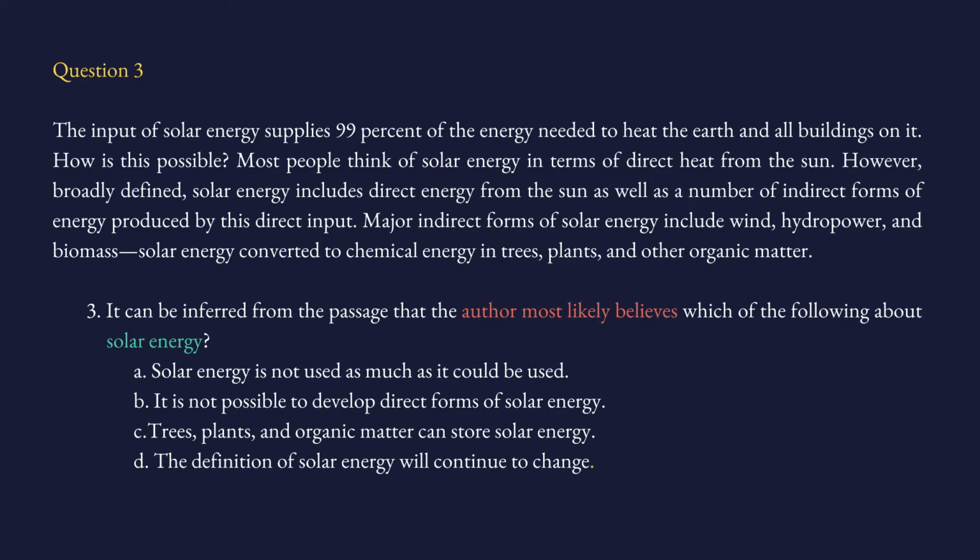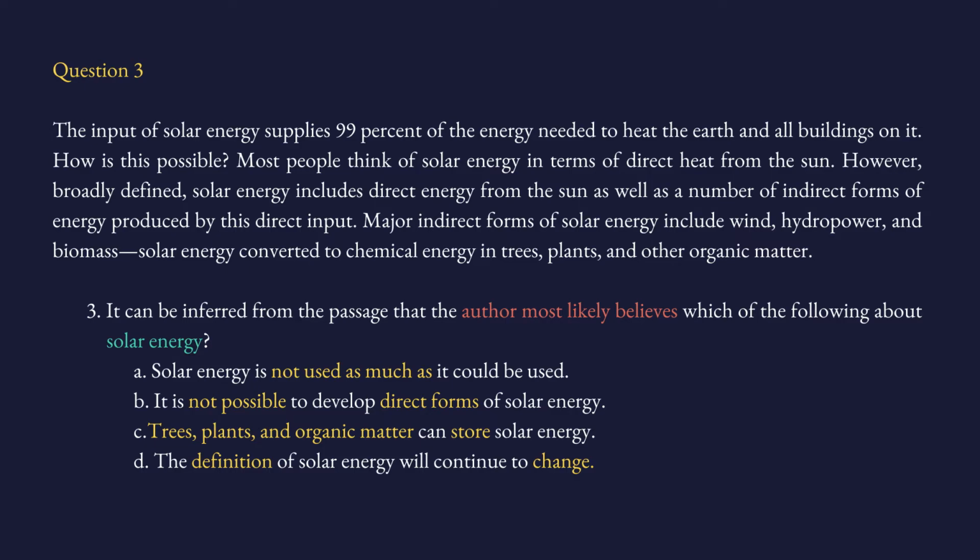Choice A. So because we have the entire passage, so let's read the ABCD. Solar energy is not used as much as it could be. So not used as much as it could be. I'm going to be looking for that in the passage. B, it is not possible to develop direct forms of solar energy. Not possible, I'm highlighting. Develop what? Direct forms of solar energy. I'm going to be looking for that. C, trees, plants, and organic matters can store solar energy. So trees and plants store. D, the definition of solar energy will continue to change. So definition, I'm highlighting, change. So let's see which of these we find in the passage.